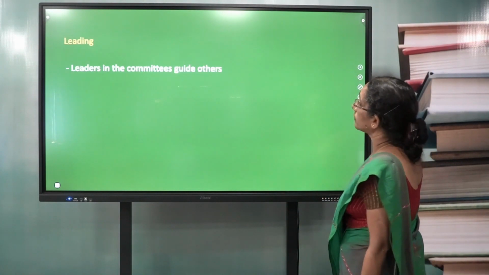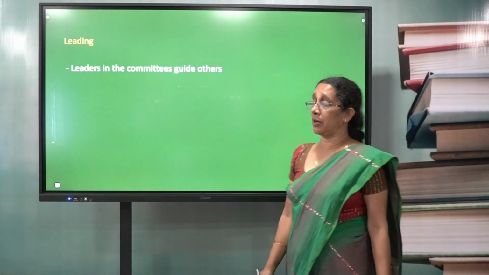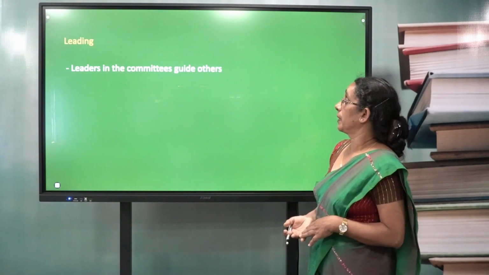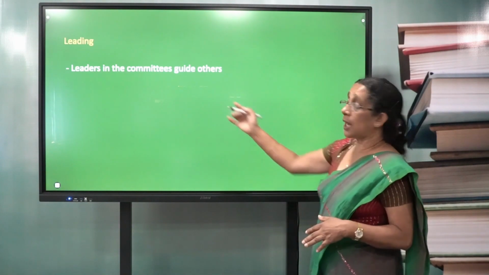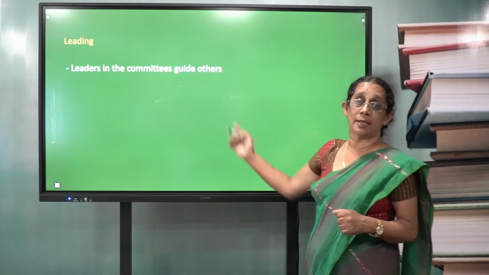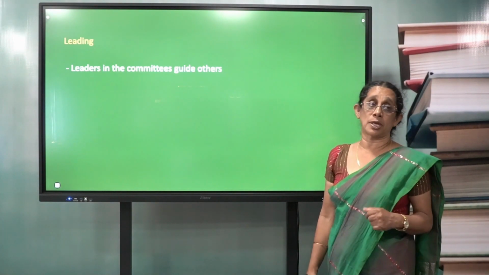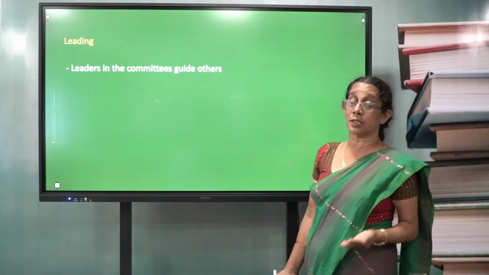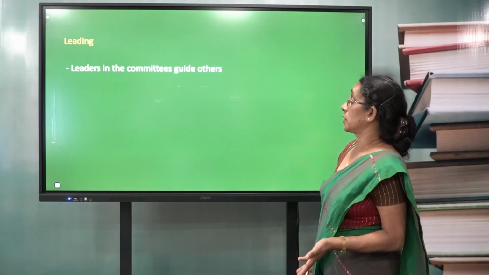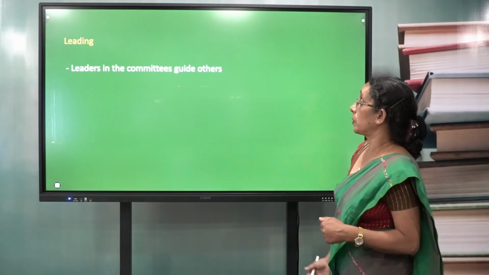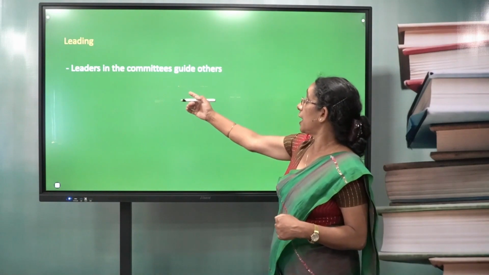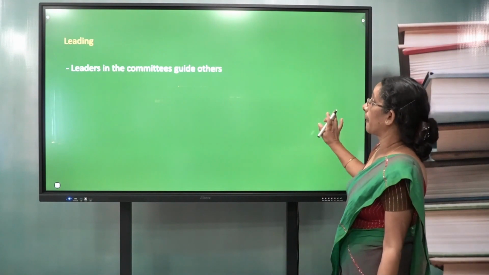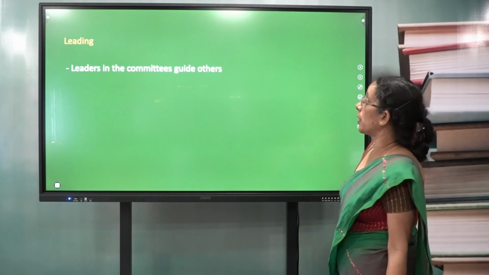Then what are the things that come under leading? Now you have appointed committees and there are leaders in the committee. So leaders should guide other students. They can give required instructions and information, and at the same time you have to encourage them, because this is a school inter-house sports meet. So there should be a winning horse. So leaders always have to encourage and guide others. Others means fellow students.